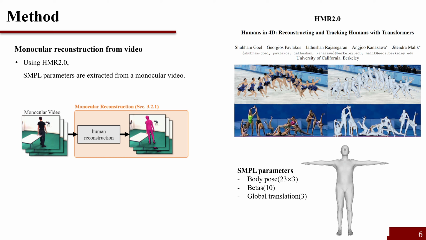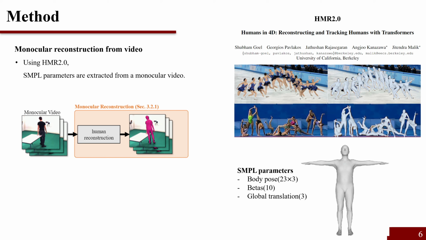Now it's time to explain the method. First, SMPL parameters are extracted from the monocular video. In this test, HMR2 is used. HMR2 is the state-of-the-art in human pose and shape estimation from monocular video. The paper name of HMR2 is Humans in 4D: Reconstructing and Tracking Humans with Transformers.